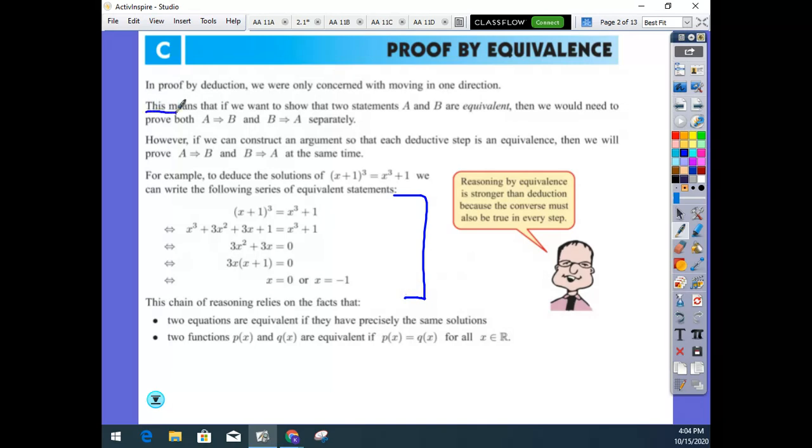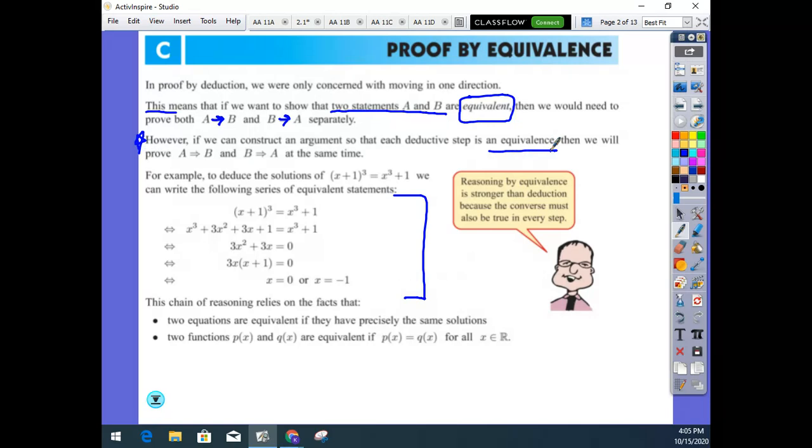In proof by deduction, we are only concerned with moving in one direction. That means if we want to show two statements, A and B, are equivalent, we have to do both separately. We have to first do A implies B, then we have to do B implies A. However, this is a good however. If we can construct an argument so that each deductive step is an equivalence, we can do it at the same time.